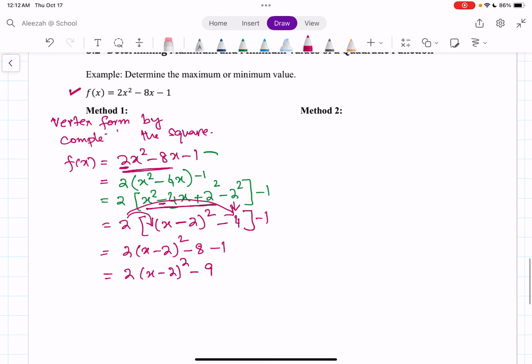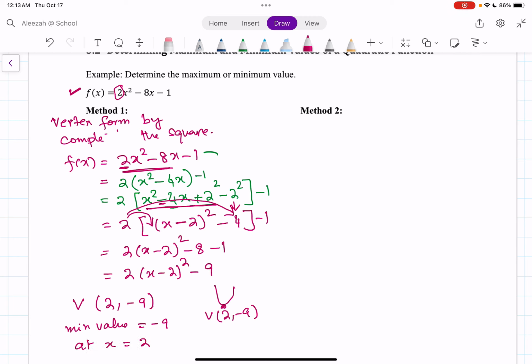So that is my function in the vertex form, and you know the vertex is 2 and negative 9. You know the graph opens upward because my a value is positive. So the graph will be something like that, and that is the vertex, 2 and negative 9. It means the graph has a minimum value. And what's the minimum value? The minimum value is negative 9, at x equals 2.